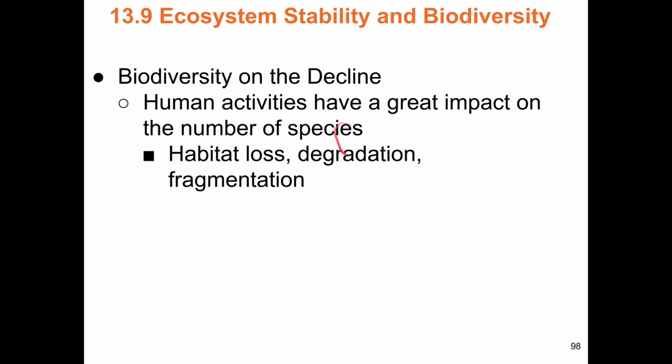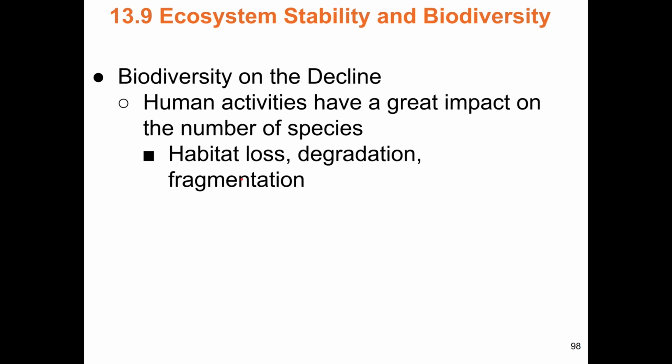Degradation is when the land is made worse through bad farming practices. And fragmentation is like if you put a road through the rainforest, that rainforest is now split into two smaller chunks of land. And a lot of organisms won't cross a road because it acts as a barrier. They get killed when they cross the road.